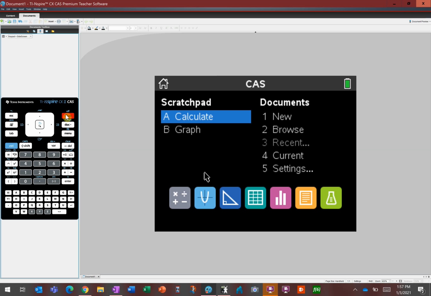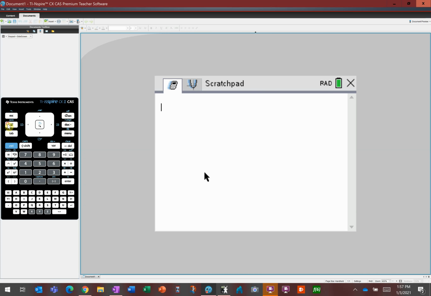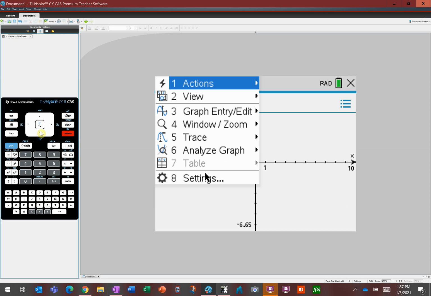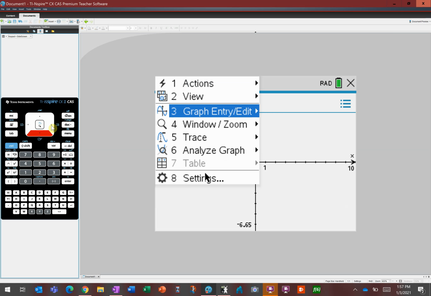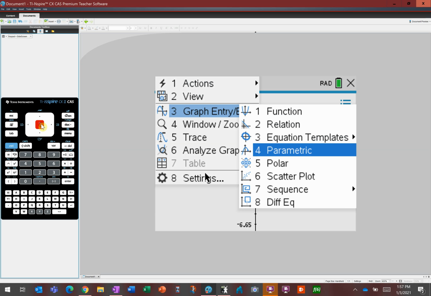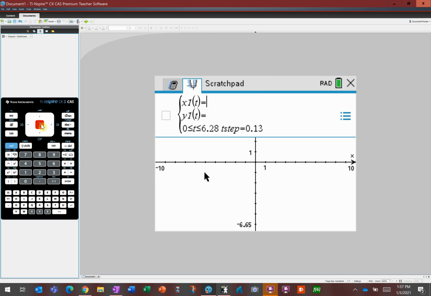I'm at the home screen, and we're going to go to the graphing screen over here. Currently, our entry edit, number 3 down here, is set to a function. However, there are many other entry edits you can change that to, a relation, and there are other templates in there, but since we're doing parametric equations, we should probably choose parametric.